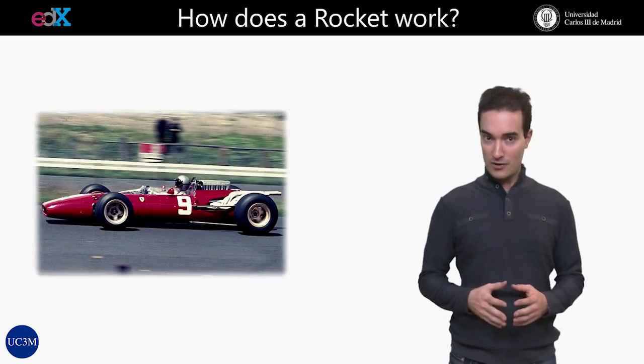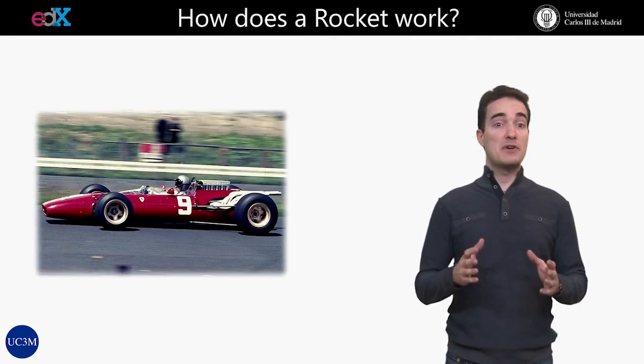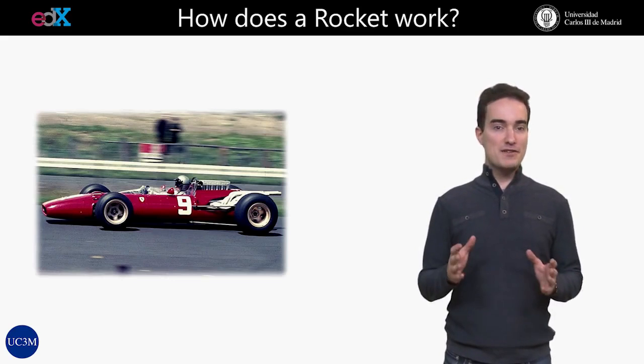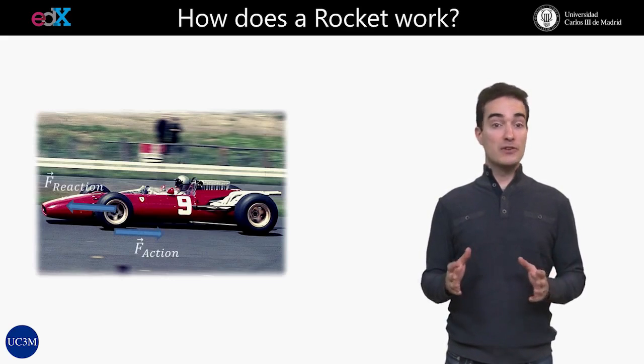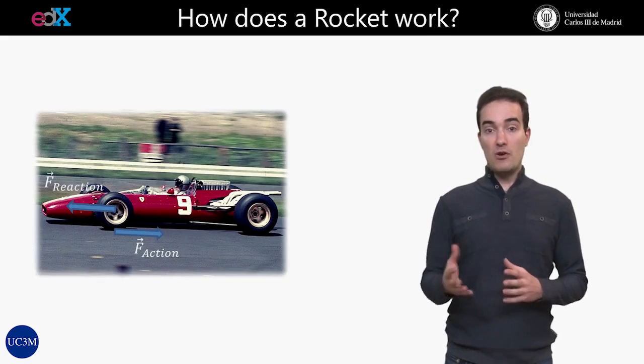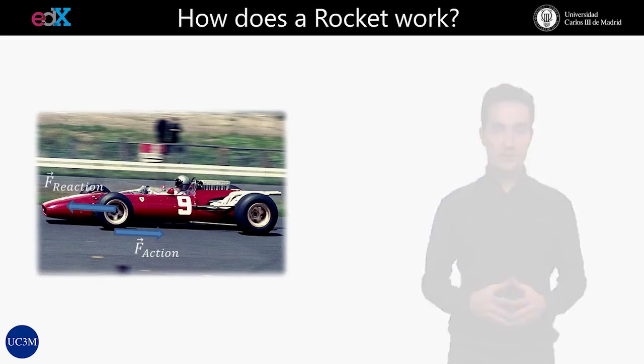In the case of a car, for instance, the wheels experience a force with the ground when the car accelerates. Here, the action and the reaction are the friction forces on the ground and the force on the car, which are always equal and opposite to each other.